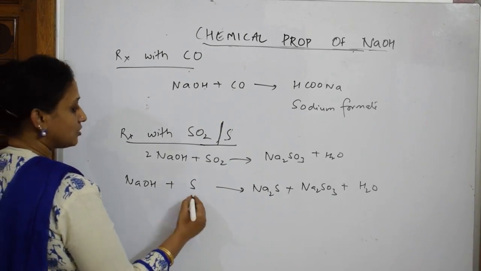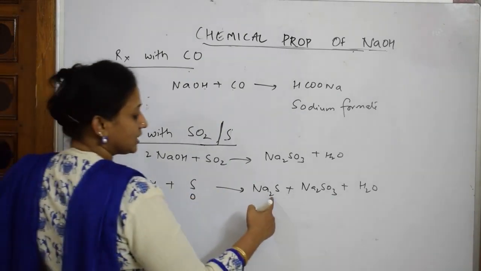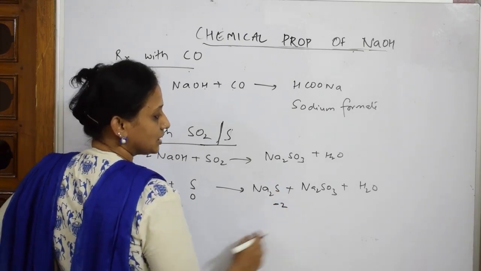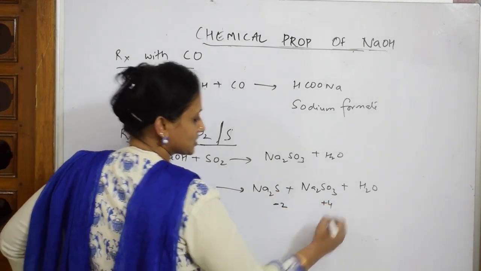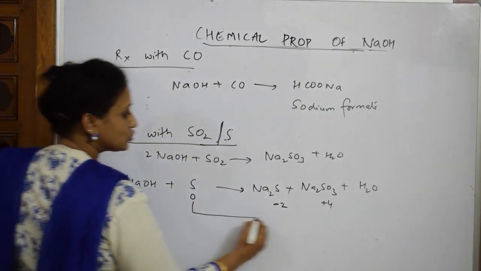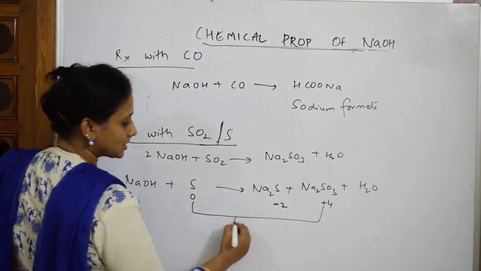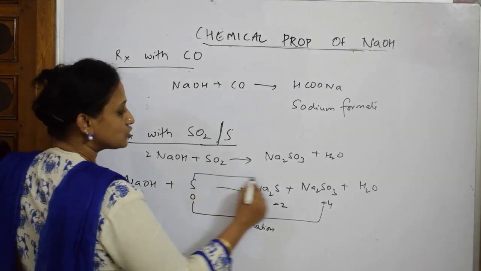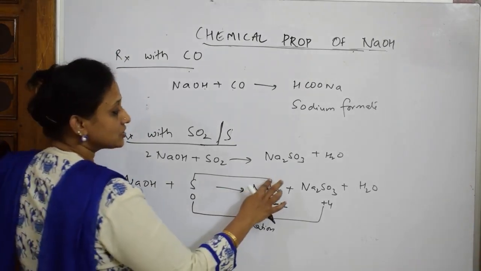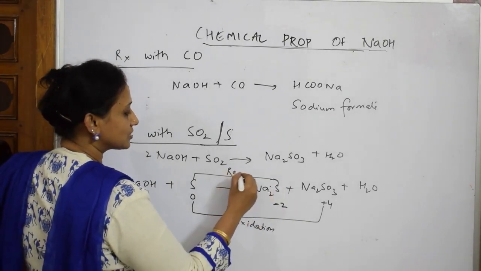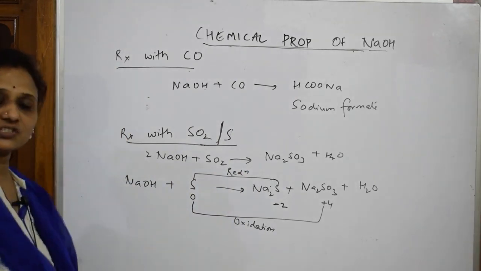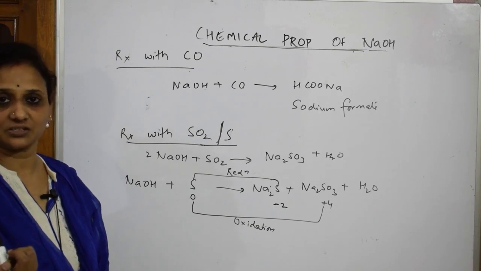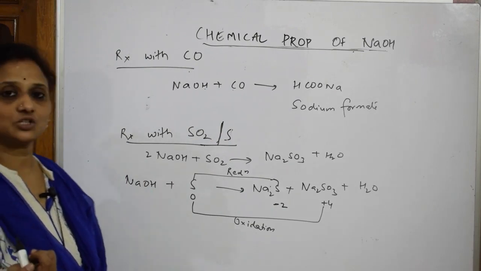Now let us see. Here the sulfur oxidation state is 0. Here when I take Na2 as +2, this becomes -2. Now in this case, when I calculate, this is +4. Now see, from 0 to +4, increase in oxidation state. So this is oxidation process. Here from 0 to -2, it is decrease in oxidation state. So this reaction is called reduction. Both oxidation and reduction are happening in the same reaction. So this type of reaction is called disproportionation reaction. Yes, so very important reaction. Please try to memorize it.